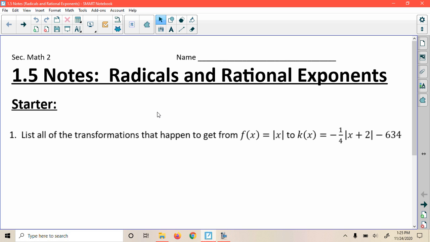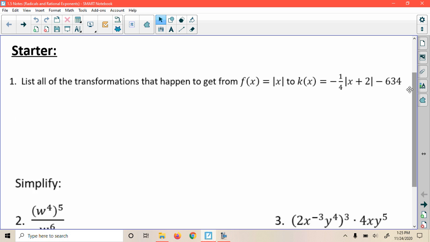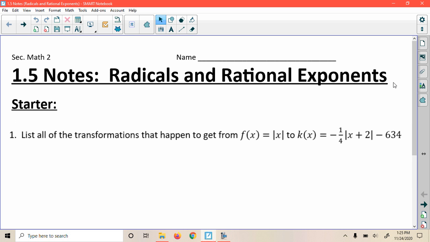We are starting 1.5 today, and this is our last section in chapter 1. I actually split it up over 2 days, so I don't know what day you're watching this, but we did it in class on the day before Thanksgiving break. So I thought I'd split it up, not overload anybody. We'll finish the other half next time, which will be the day after Thanksgiving break.